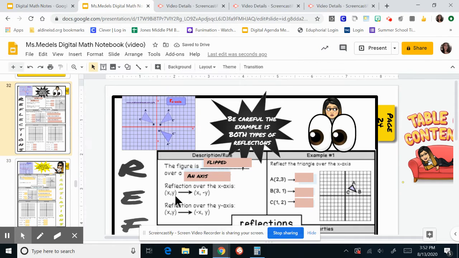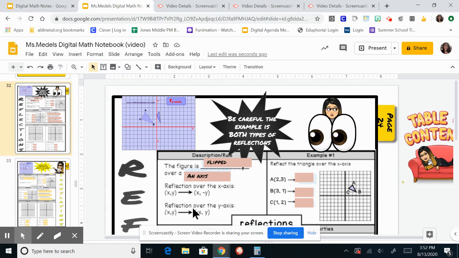So let's look at what happens when you reflect over the x-axis. So I have my original (x, y), and it's going to yield (x, negative y). So if we're noticing, we can see that the only thing that changed are my y's. I went from a positive y to a negative y.